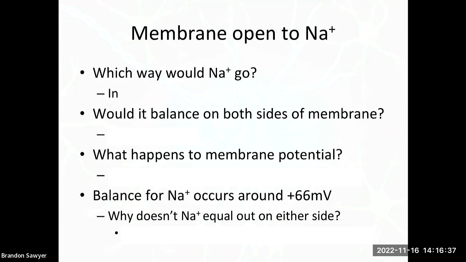Because we have a concentration gradient, there's a lot of sodium outside and not much inside, so the chemical gradient is going to push it. We have a negative charge inside the cell, sodium's positive, opposites attract, so that's going to pull it in. So we have that strong push for sodium. If we just let it go until it found its equilibrium, would it balance out on both sides of the membrane? No, it would not.